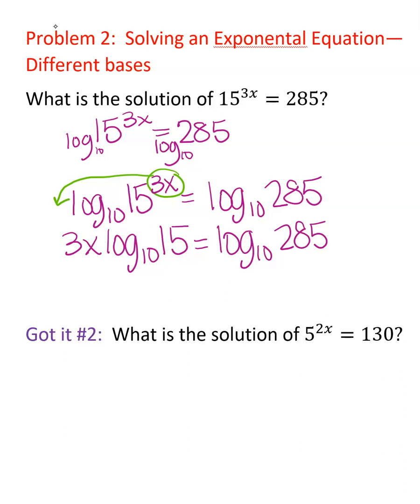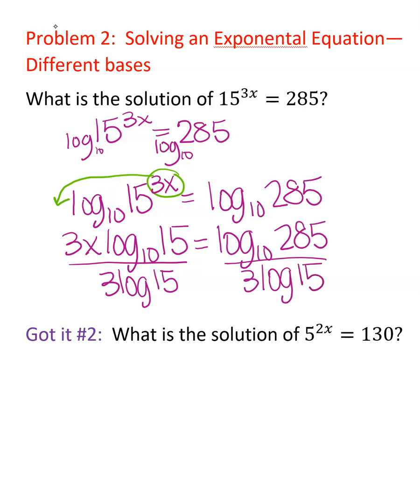So we want to solve for x, so we're going to divide this side by 3 log 15. You can put the 10 in if you want to, and divide the other side by 3 log 15 as well. There you get x equals, and if you go to 4 decimal places, 0.6958.